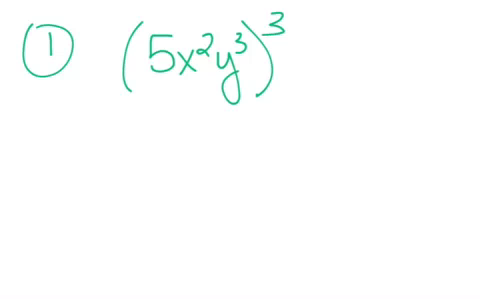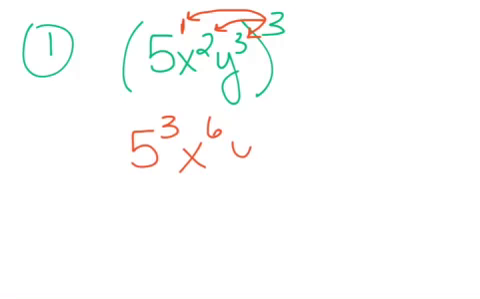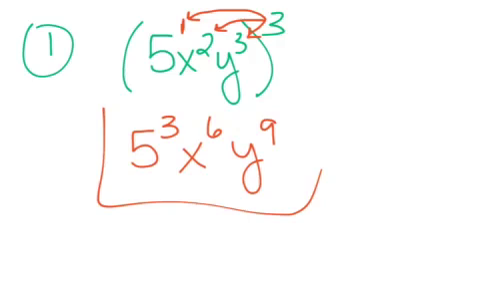So what if we had 5x squared y to the 3rd raised to the 3rd power? Well, there's a little invisible 1 here. So you're going to multiply 3 times that little invisible 1. Of course, multiply 3 times 2 and 3 times 3. Be careful of those. Don't forget about that.